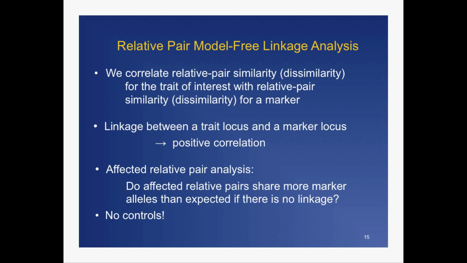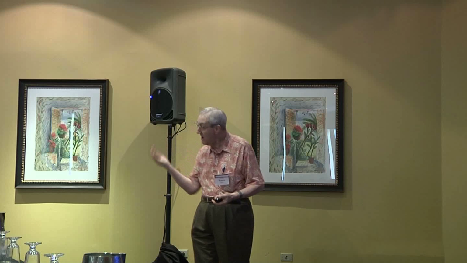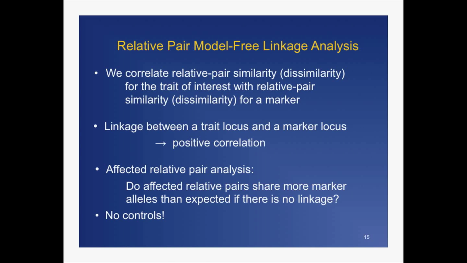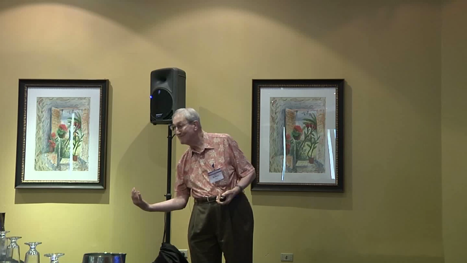Now, some people say, aha, we'll just look at affected relative pairs. And we ask the question, do affected relative pairs share more marker alleles than expected if there's no linkage? Fine. Except now you have no controls. From an epidemiological point of view, you should be comparing this with the discordant relative pairs. People never do. Does it cause problems? Well, maybe it has, probably rare, but logically, we have to compare.